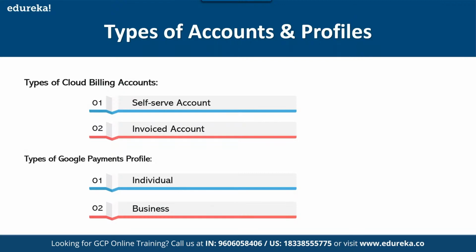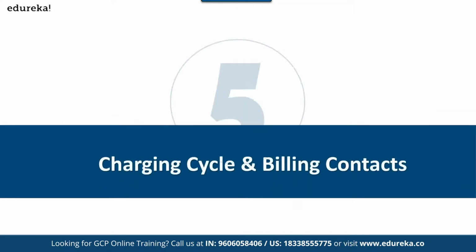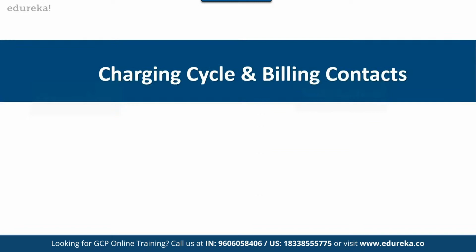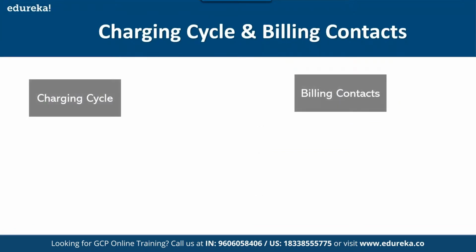Now let's talk about charging cycle and billing contacts. Let's take a look. So what is charging cycle? For the self-serve billing account that you have seen a moment ago, the costs are charged in two ways. One is monthly billing, wherein you decide that every month whatever you consume, you're going to pay for it. Just like your postpaid bill, at the end of the month you have to pay for it.